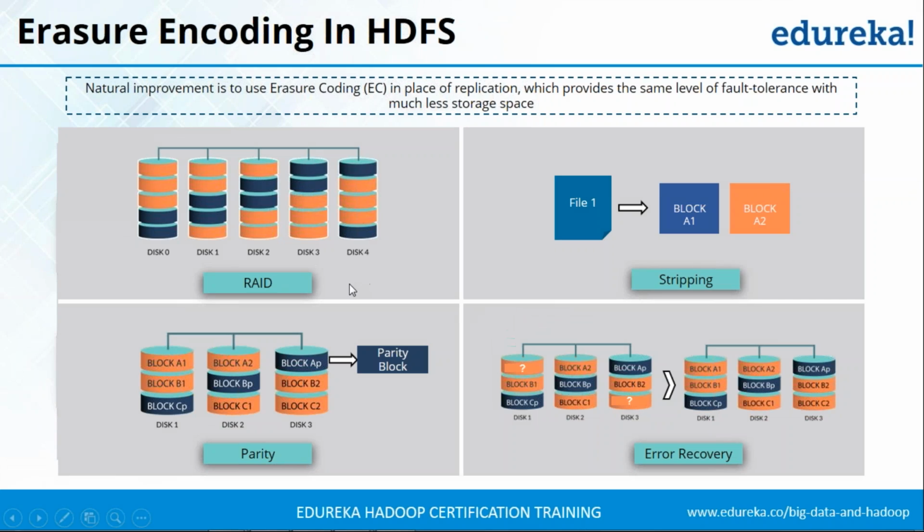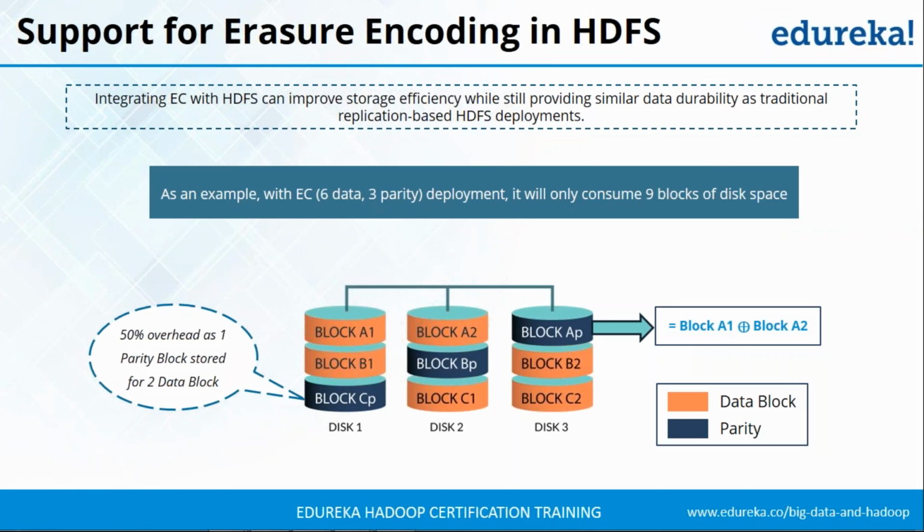Now let's move forward and see what benefits we get with this. In order to explain the benefit, I'll take an example. Suppose I have a 3x replicated file with 6 blocks, that will consume around 6 into 3 equals 18 blocks of disk space. But with Erasure coding, 6 data and 3 parity blocks will only consume 9 blocks of disk space, and it will be as reliable as replication.